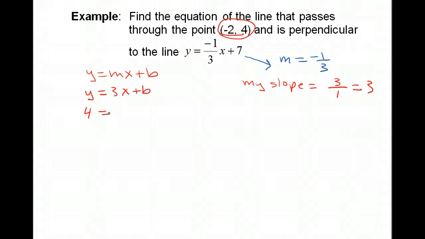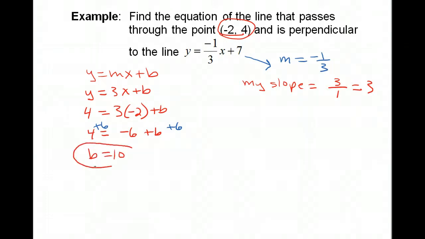4 equals 3 times negative 2 plus b. 4 equals negative 6 plus b. I'm going to add 6 to both sides, and I get b equals 10. If b equals 10, I can put that back up here, and my final equation is y equals 3x plus 10.